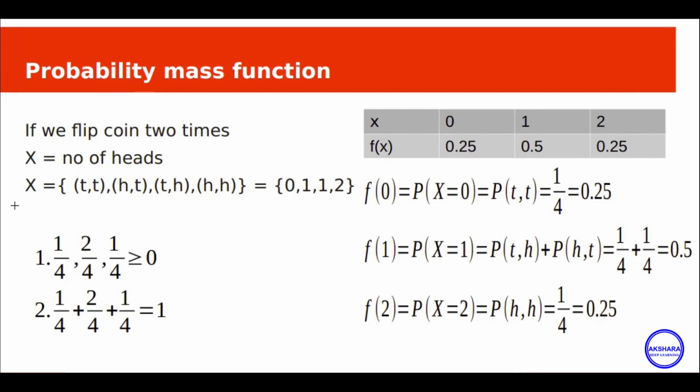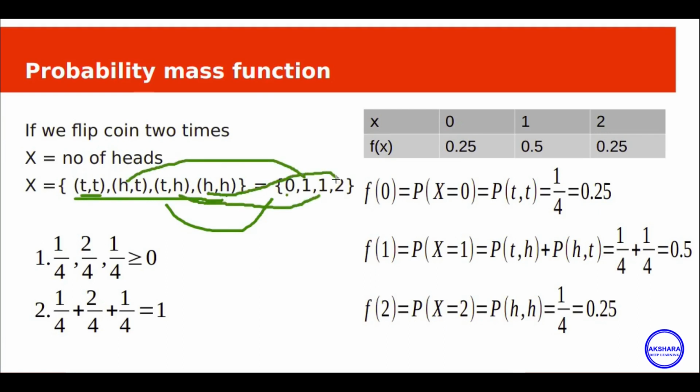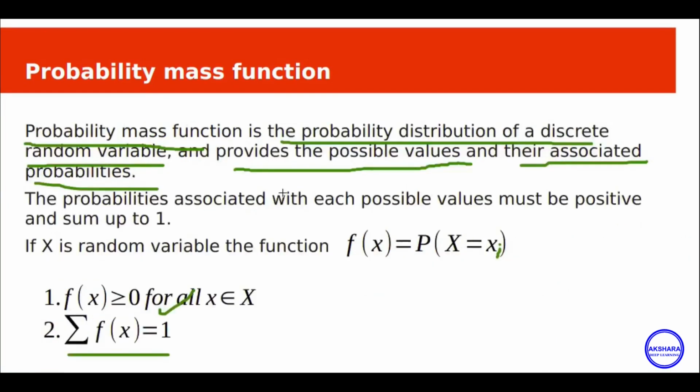For example, if you flip the coin 2 times, our random variable is to count the number of heads. The sample space is TT, HT, TH and HH. Our random variable maps the sample space into some real numbers. Here number of heads will be 0 for this TT, so 0. Here 1 head is there and here 1 head is there. Here 2 heads are there. So this random variable maps the sample space into some real numbers. Let's see the probability mass function definition. It is the probability distribution of a discrete random variable, which provides the possible values and their associated probabilities.